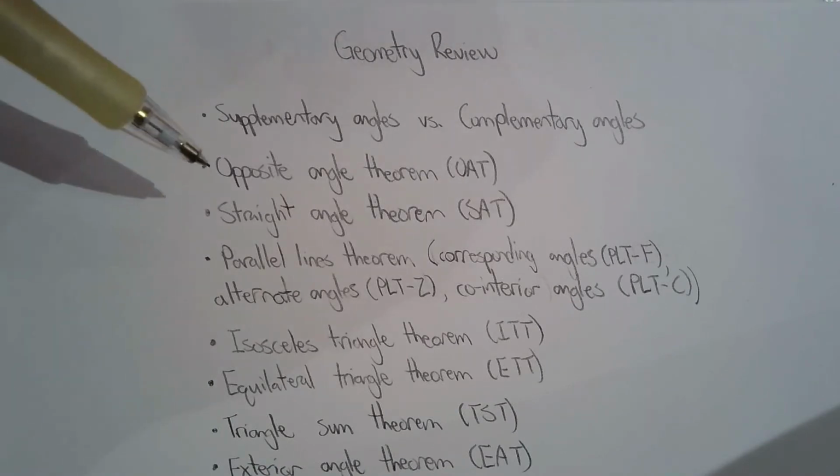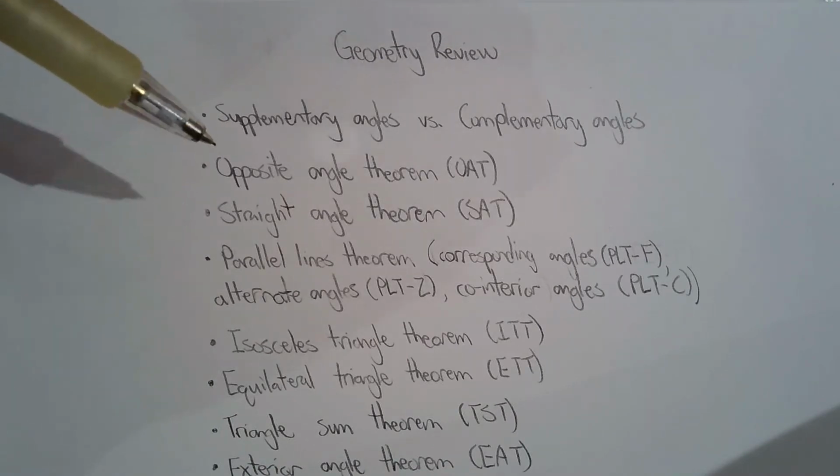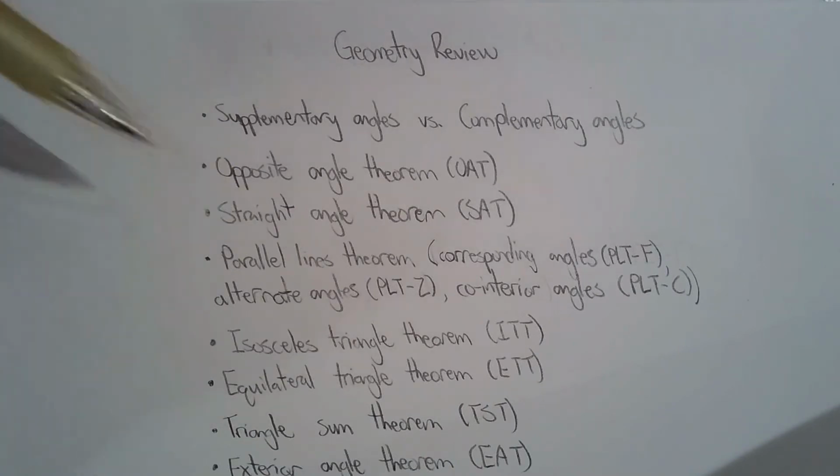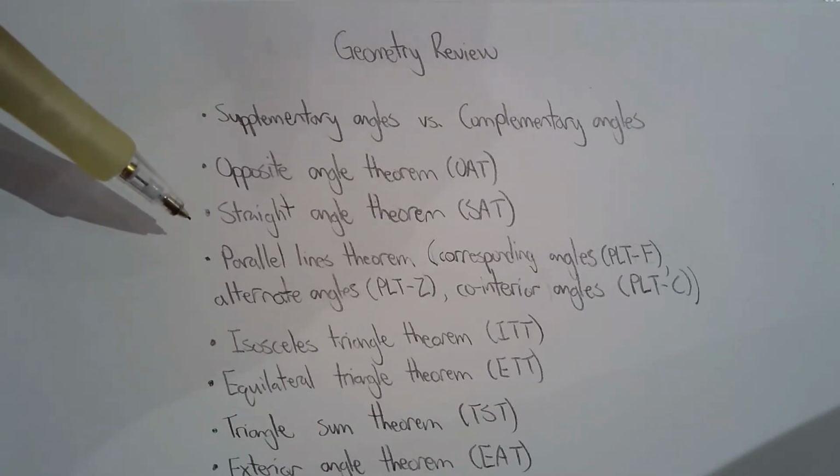We talked about the opposite angle theorem. This theorem states that if you have two lines which intersect, the angles which are opposite to one another will be congruent. The straight angle theorem states that if you have a set of angles which form a straight line, the sum of those angles will be 180 degrees.